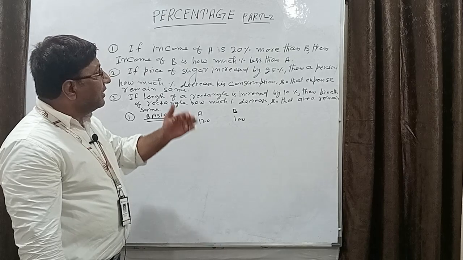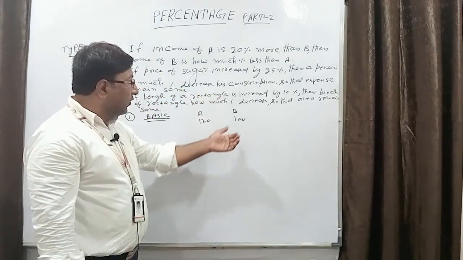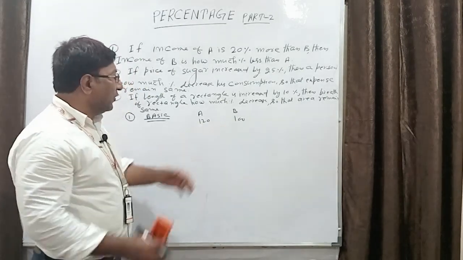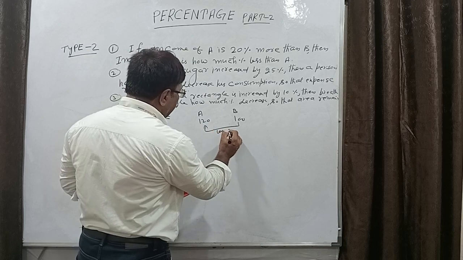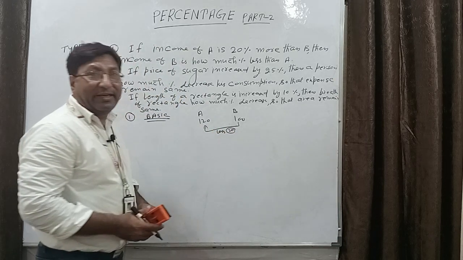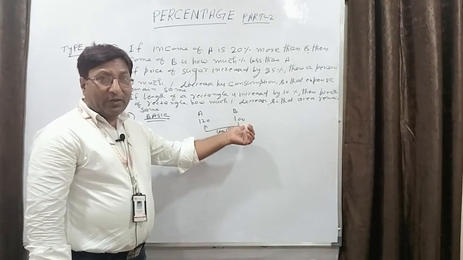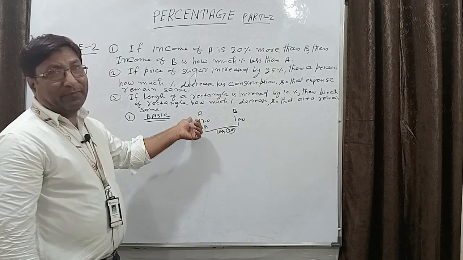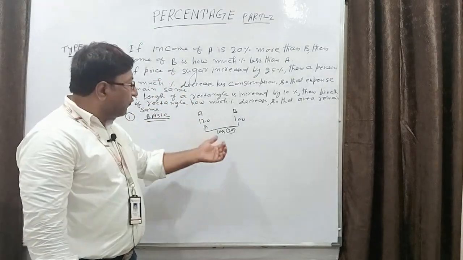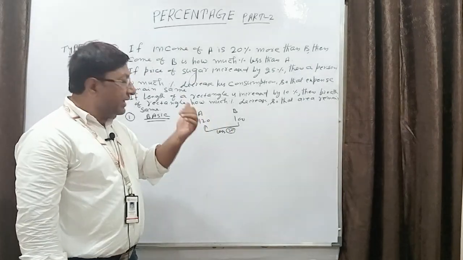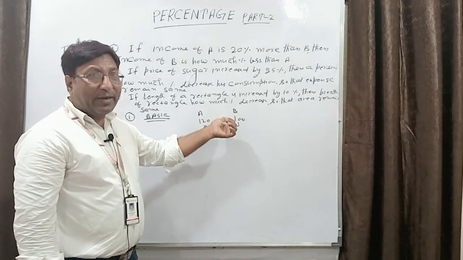Now my question: income of B is how much percent less than A? You know income of B is 100, A is 120. So B is 20 less from 120. So B is 20 less than A. Now it is the same question like part 1. My question is what? B is how much percent less than A? So we are finding percentage less. So the technique is what? Less into 100 and divided by comparing.